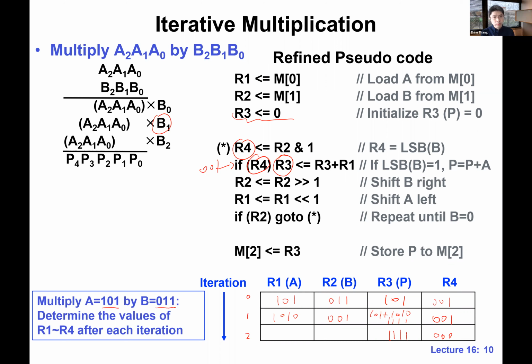This B will be 0. So this is where B will be shifted to 0. And we check over here, right? R2 is B. When B is 0, we exit the loop and come here.